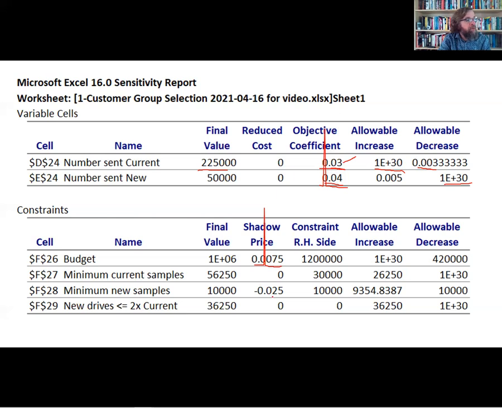The minimum number of new samples, we are expecting 10,000 and we are required to get at least 10,000. And for every unit that you would increase this, meaning requiring more samples from new customers, that would have a negative impact on our profits. And that would be true as long as the increase was less than this amount. The constraint about the number of new customers requesting samples being less than or equal to twice the number of current customers requesting samples, because that's not binding, has a shadow price of 0 and no expected impact on our profits if we were to change that number within that range.